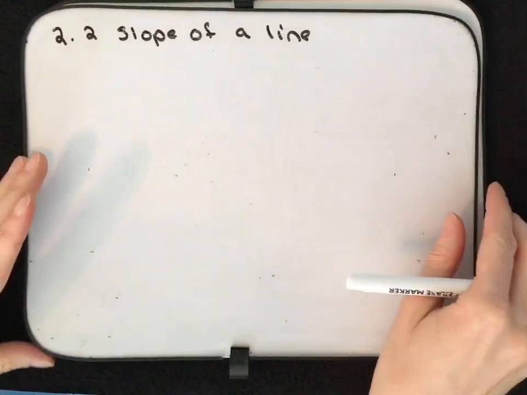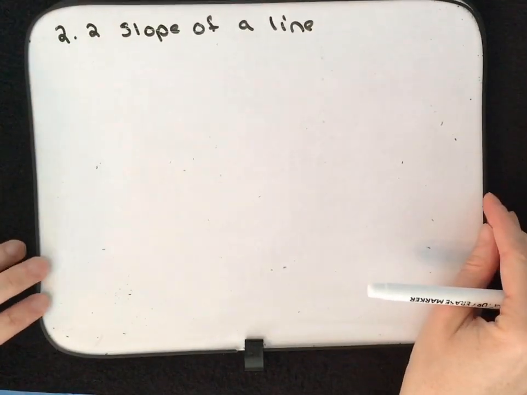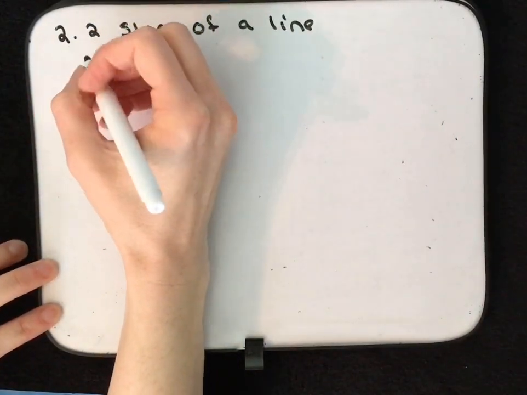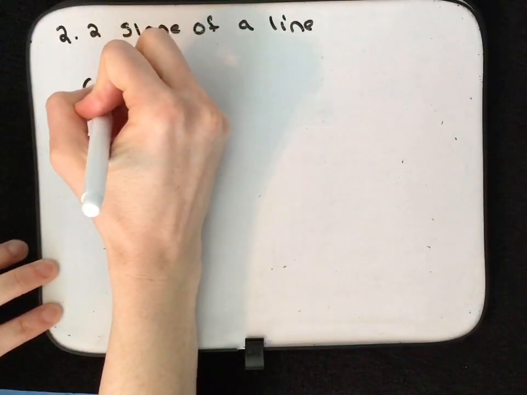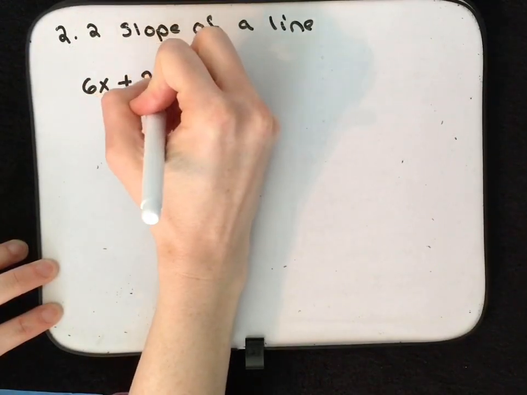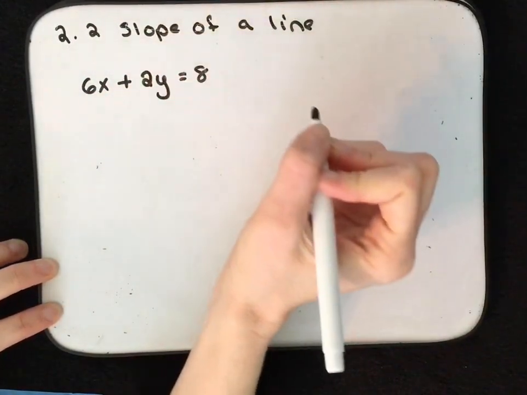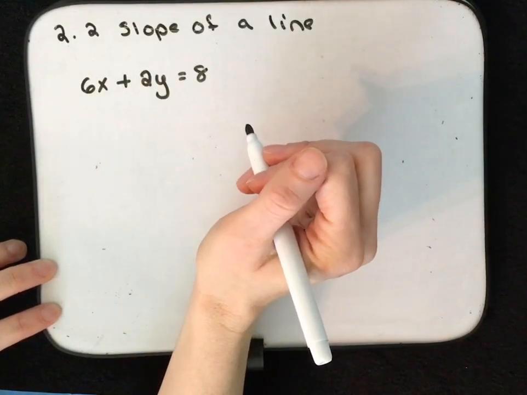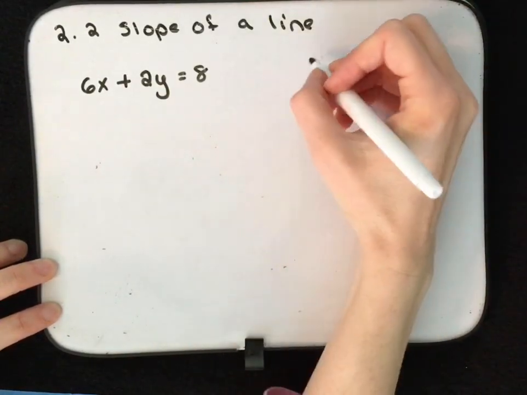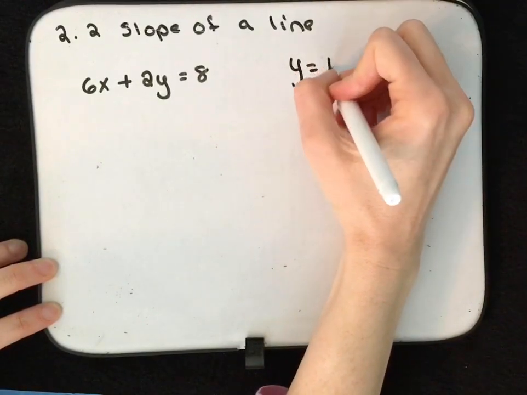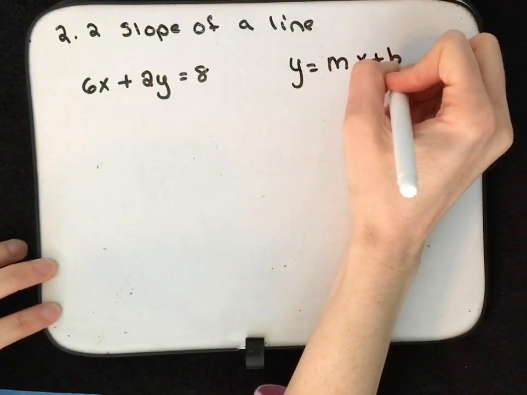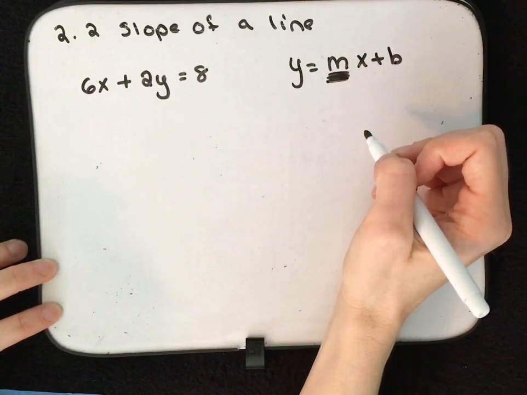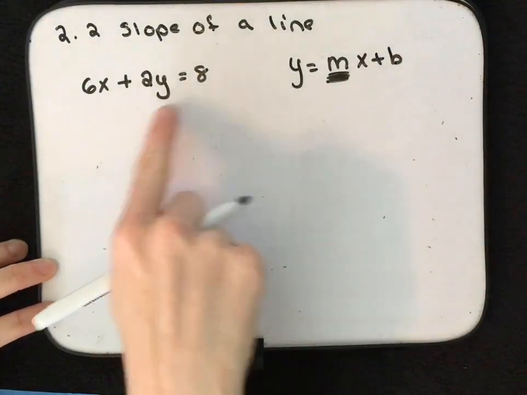So let's look at a parallel example. Let's say that we have 6x plus 2y equals 8. And the first thing that we need to do is find the slope of this. So in order to get the slope, we need it to look like y equals mx plus b, because m is our slope value. So in order to get our slope, let's get this into y equals form.